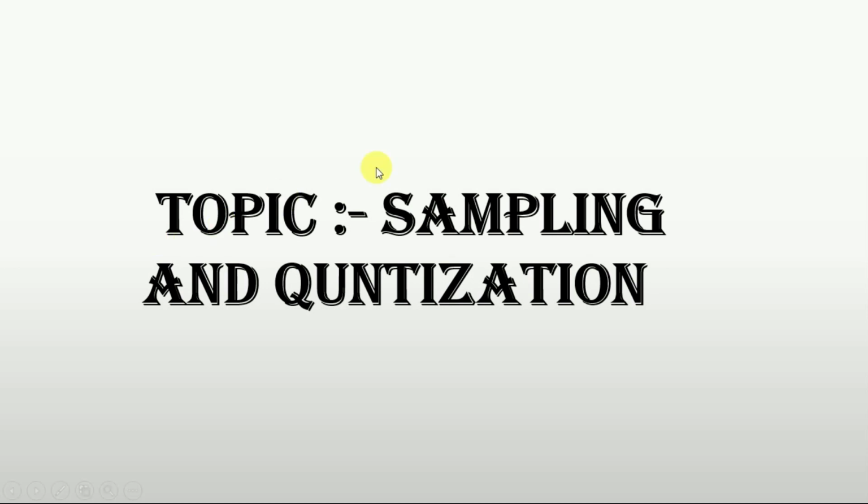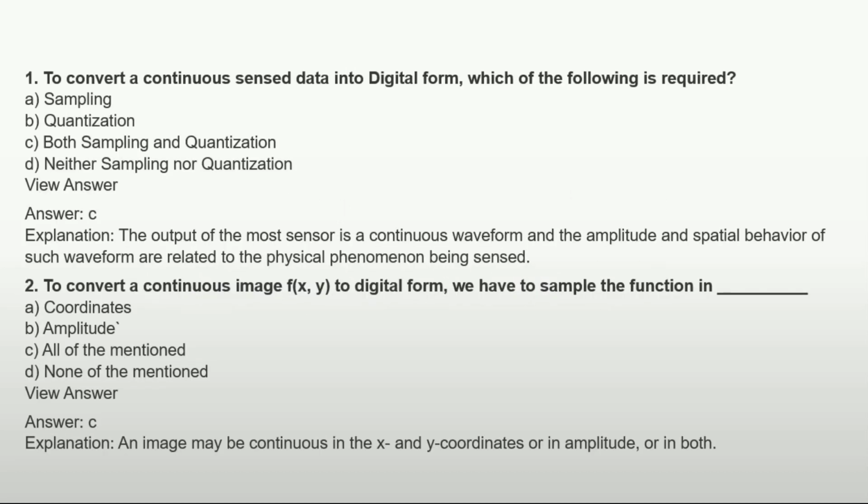So now our new topic is sampling and quantization. Now we are starting to look at the questions related to sampling and quantization in digital image processing. To convert continuous sensed data into digital form, which of the following is required? Option A sampling, option B quantization, option C both sampling and quantization, and option D neither sampling nor quantization. The answer is option C, that is both sampling and quantization.